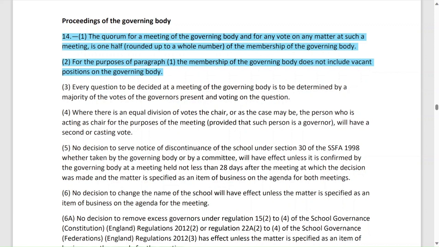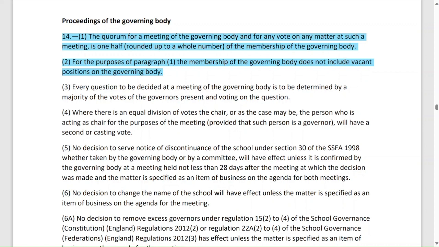So let's explain how to calculate how many governors you need in a meeting to be quorate. To calculate the quorum, you just need to know one figure, the number of governors in post at your school, and then you divide that figure in half. So if you have 10 governors in post at your school, your quorum is half of 10, which is 5. You need 5 governors in a full board meeting to be quorate.